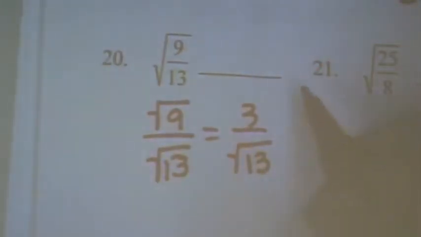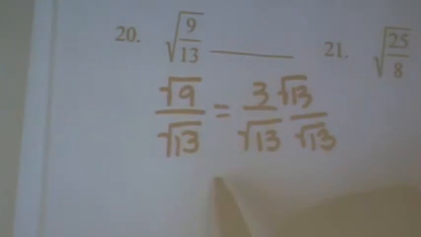Okay, number 20, what can you do? Break it up. Square root of 9 over square root of 13. So what do you know? It's 3. 3 over root 13, then what? What's your answer? 3 square root of 13 over 13. Yep.